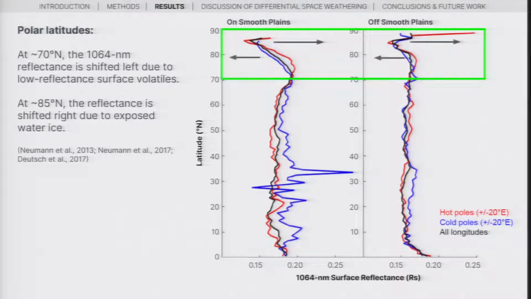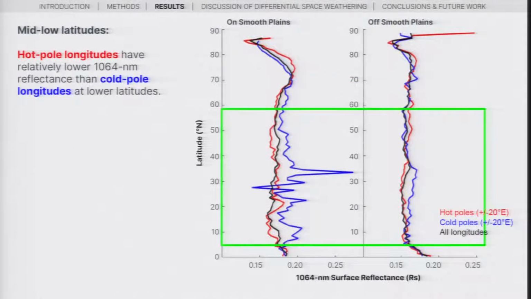There are a couple of first order observations you can make. Starting with the polar latitudes, we heard about this yesterday, but definitely the presence of surface volatiles influences the albedo that we've measured. For example, around 70 degrees north, we see that the reflectance across all longitudes begins to shift lower to darker albedos. This is due to the presence of those dark volatiles found in the cold traps. And then once you reach about 85 degrees north, where water ice is now stable on the surface, you have a shift back to higher albedo. This is attributed to the presence of water ice exposed directly at the surface. So this is consistent with previous work that we've published.